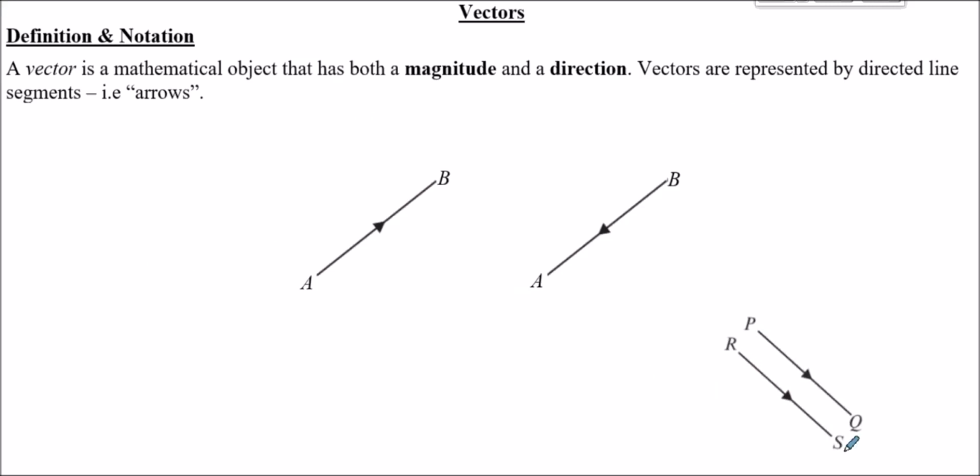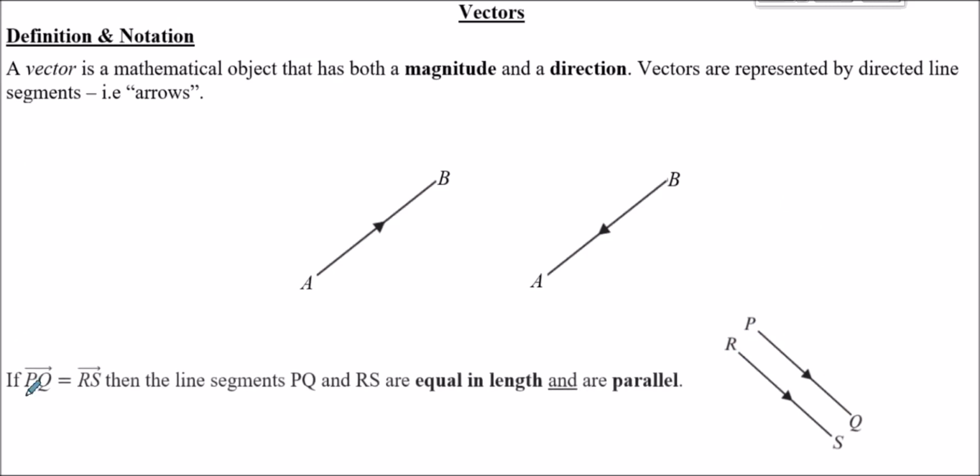These are another two pair of vectors. So we've got from P to Q and then from R to S. So these two are the same size, the same magnitude, and going in the same direction. So because of that, if PQ is the same as RS, then we can say that the line segments PQ and RS are equal in length and they're parallel. And so they're exactly equivalent. So we can say that PQ is the same as vector RS.